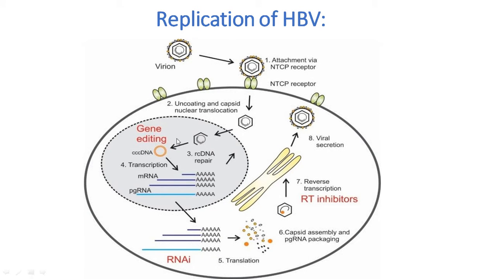So this is how the replication of HBV occurs. That is the titers which we measure. So what is the first step? When the virus gets attached to the cell, then there is a mechanism called reverse transcription where the DNA gets replicated and that's how the virus attacks the cell.